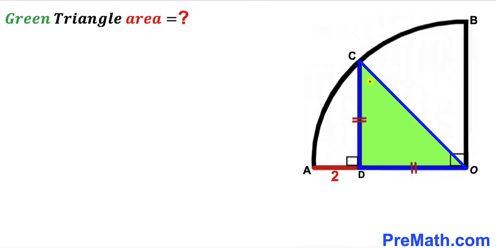Welcome to PreMath. In this video, we have this green shaded right triangle CDO fully confined in a quarter circle with center O, as you can see in the given diagram, such that segment CD equals segment OD. Furthermore, this horizontal segment AD has length 2 units. Our task is to calculate the area of this green shaded triangle.